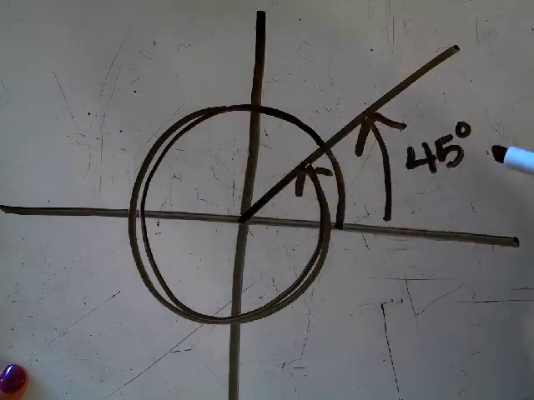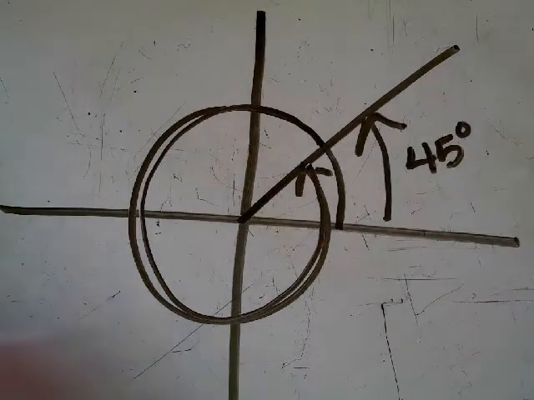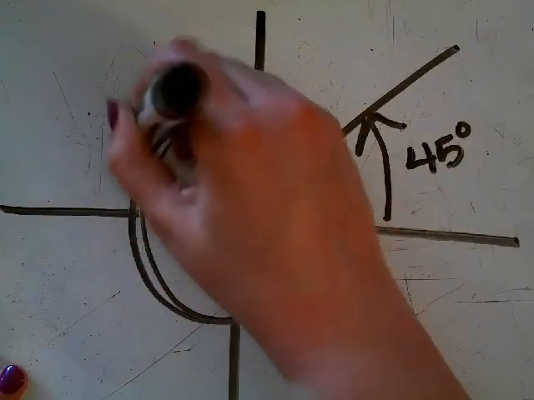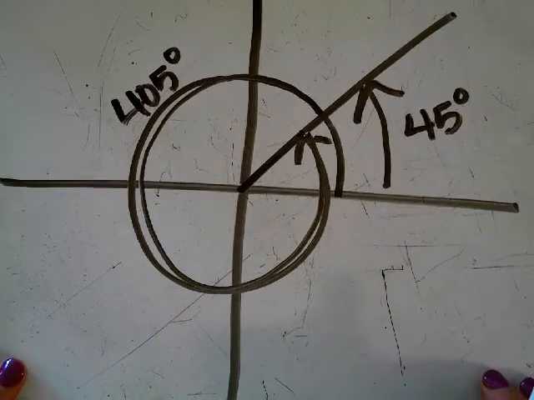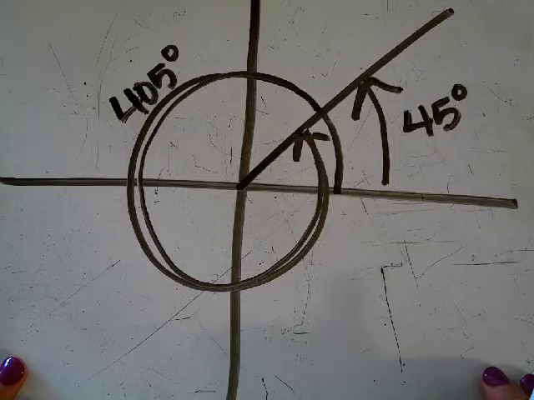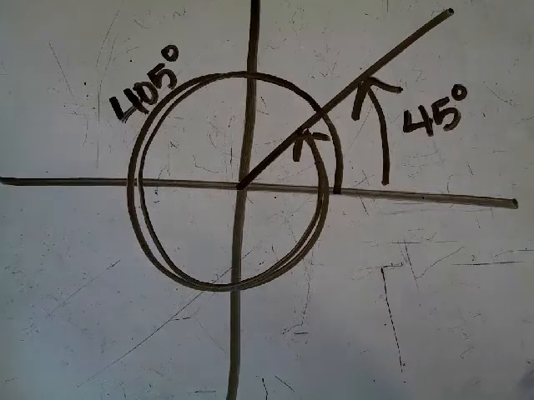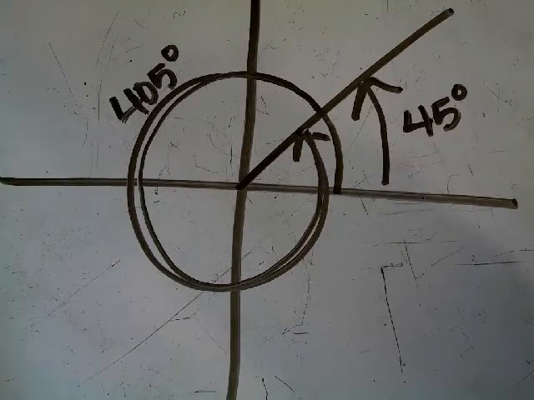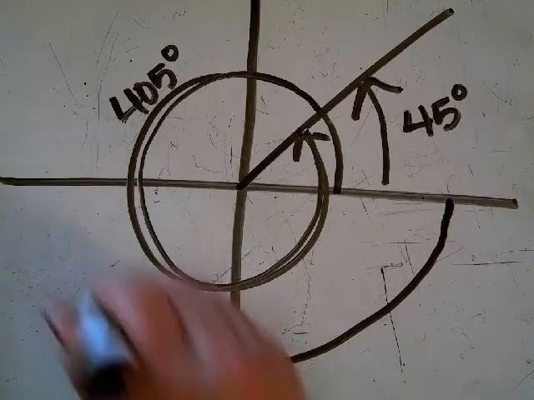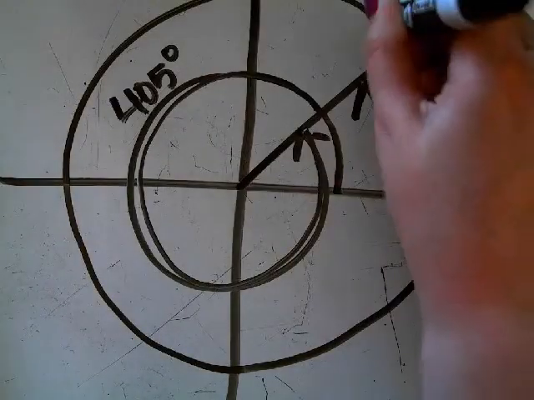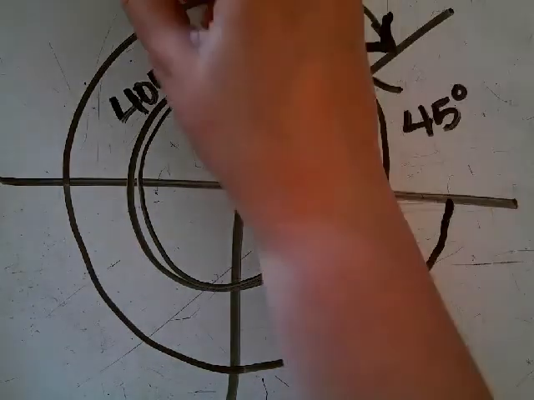Okay, so 45 degrees and 405 degrees are coterminal angles. They are exactly the same. Okay, what's a negative angle that's coterminal with 45? It'd be negative. Okay, negative 315. Are we in agreement? Negative 315 would be in the exact same spot, just going backwards.